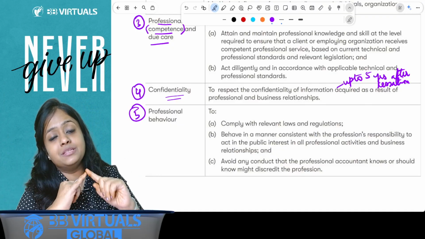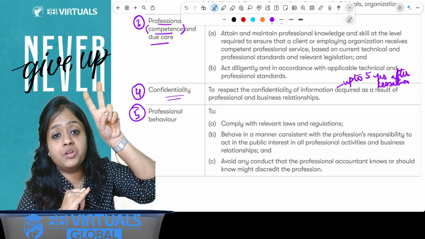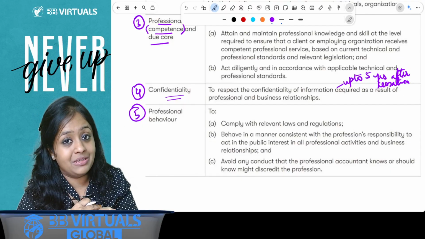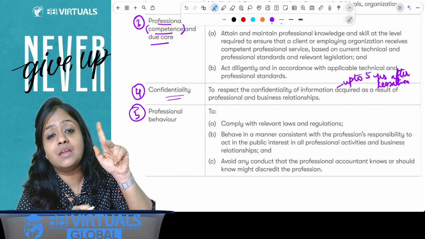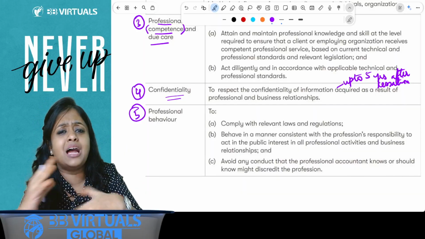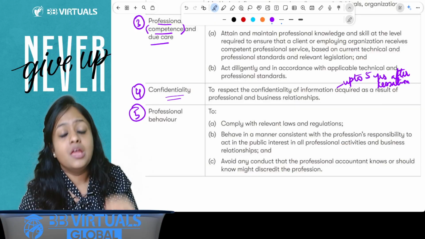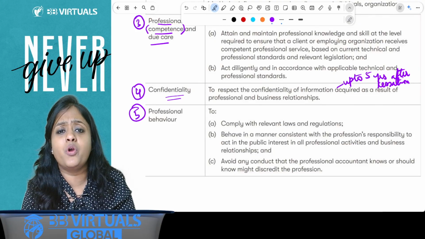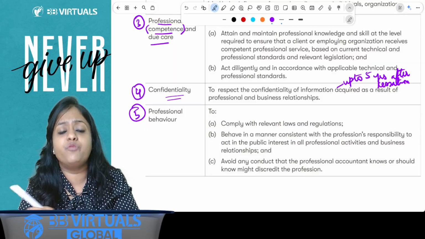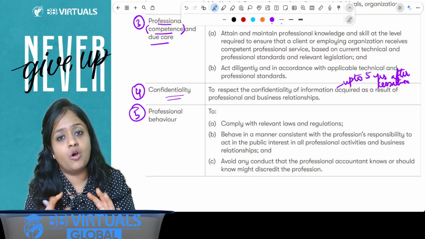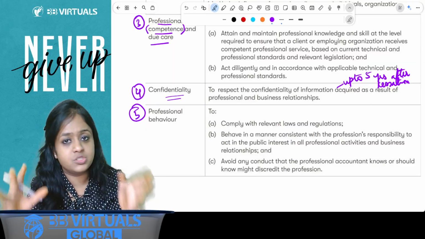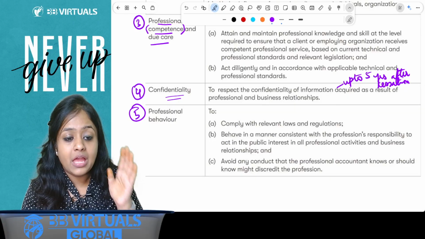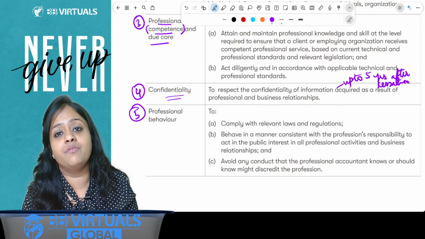So we are done with the principle of integrity. Remember the terms honesty and straightforwardness. We are done with the principle of objectivity. Remember the terms bias, conflict of interest, undue influence, undue pressure and all. We are done with the principle of confidentiality. Remember the pointers that you cannot share the information with anyone except when it is allowed by the client or allowed by the law, and so on. Otherwise, you will refuse to act for the client. Simple. Next is professional behavior.